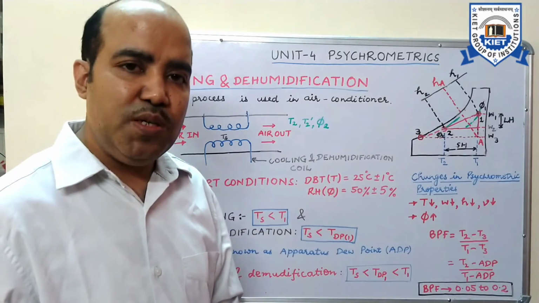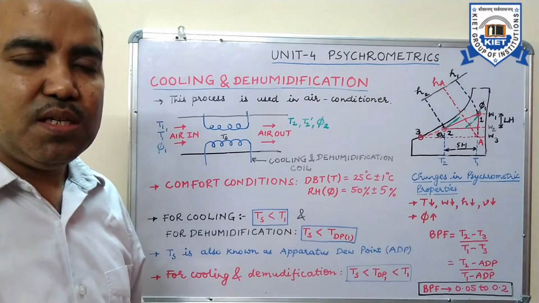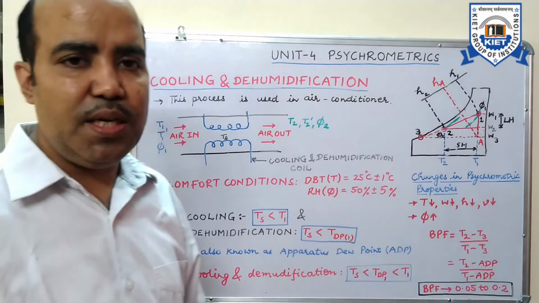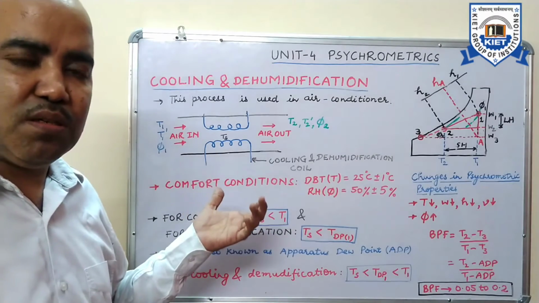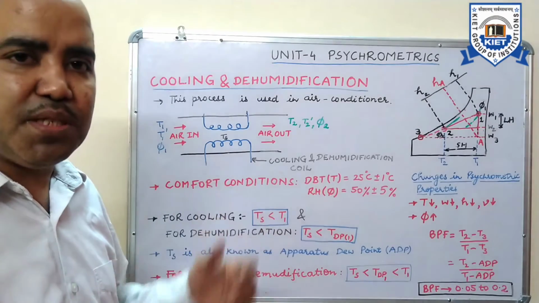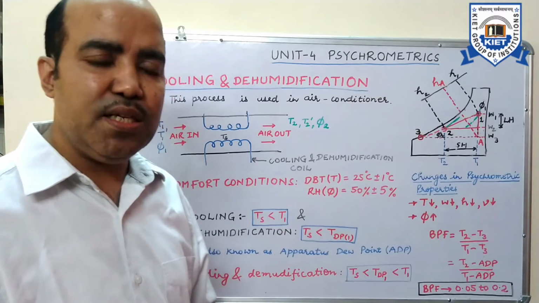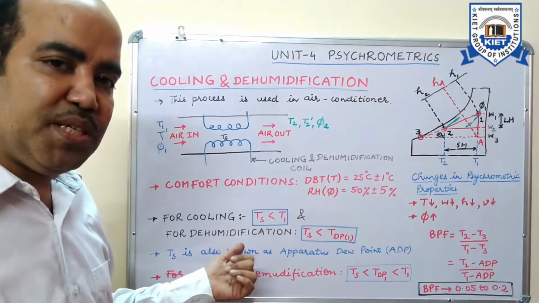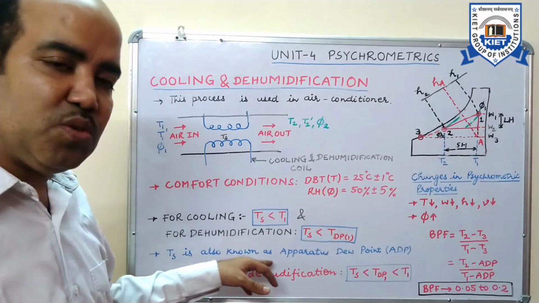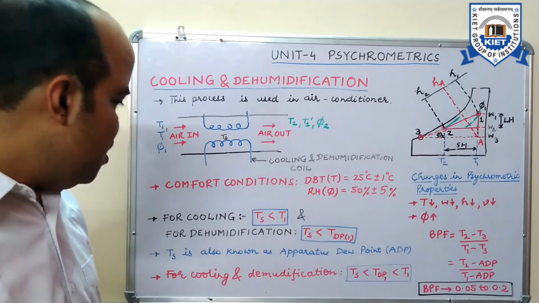Now one important point is that the temperature Ts of the cooling coil is also called the apparatus dew point. The cooling coil is maintained at such a temperature that it will result in both the cooling and dehumidification. Then the temperature corresponding to dew point is called the apparatus dew point.